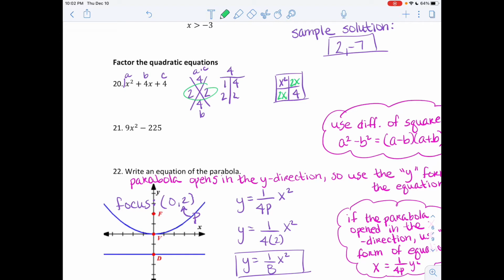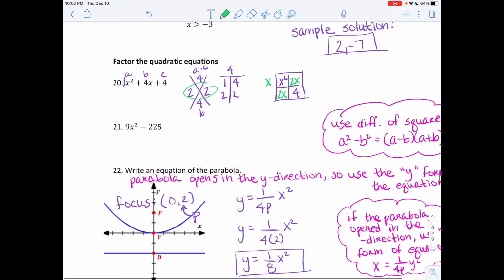My GCF across is an x. My GCF across the next row is a 2. Same thing on the columns. I have an x for the first column and a 2 for the second column. So I have x plus 2 and x plus 2. And that's my final answer.